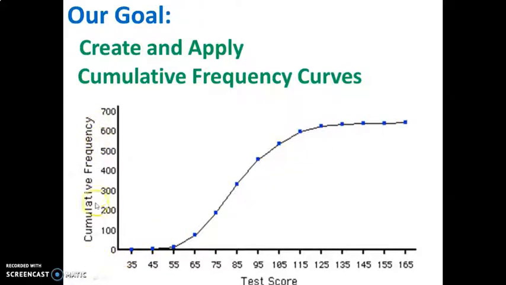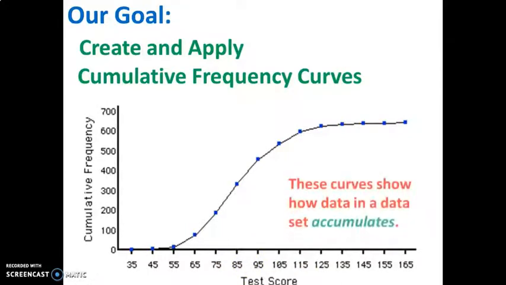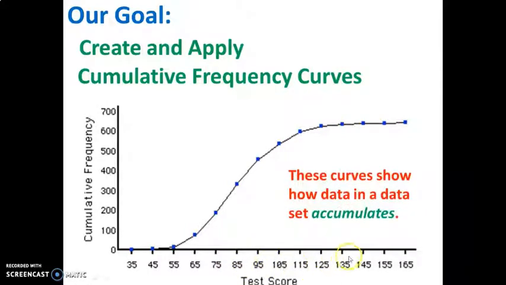And always on the y-axis, or the dependent axis, for this kind of curve, we will have our cumulative frequency. And on the x-axis or independent axis, we will have the variable, the data set that we have. These curves show how data in a data set accumulates. So we can see how this data here is accumulating, as we get further into the data set.